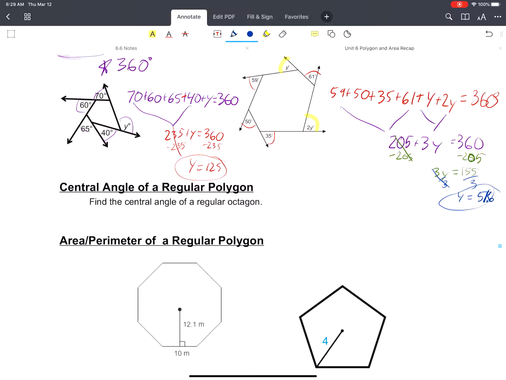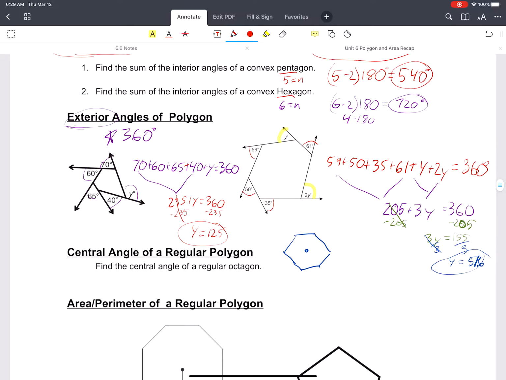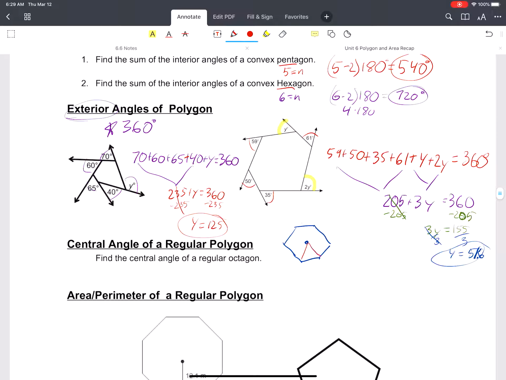The central angle of a polygon: let's say this time I'll draw a hexagon. The central angle is in the middle. The difference between the interior angles and the central angle is that the central angle is just one of these measures if we break this up into a bunch of triangles. The formula for the central angle is 360 degrees divided by n. So in this case, if we had an octagon, our n would equal 8, so we'd do 360 divided by 8, which is 45 degrees.